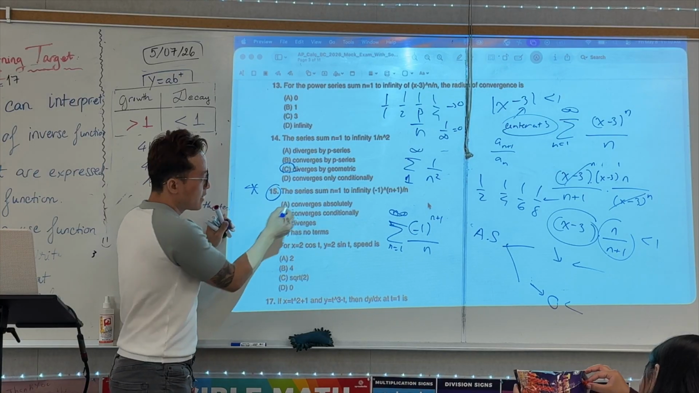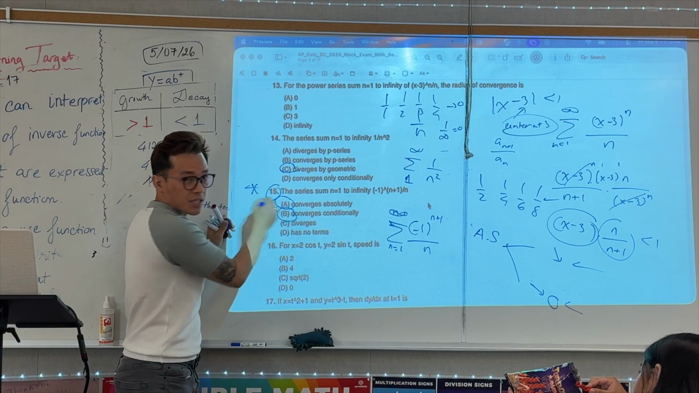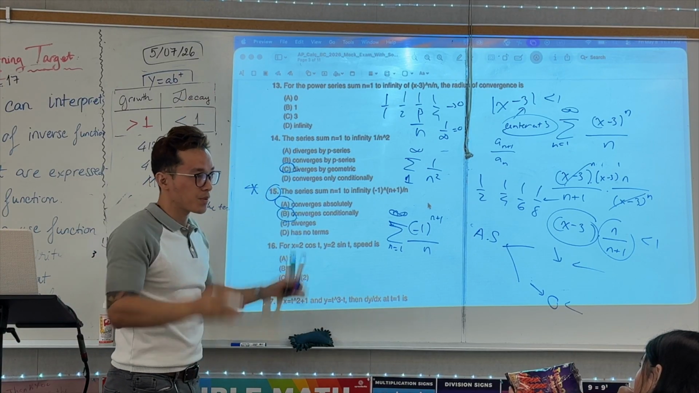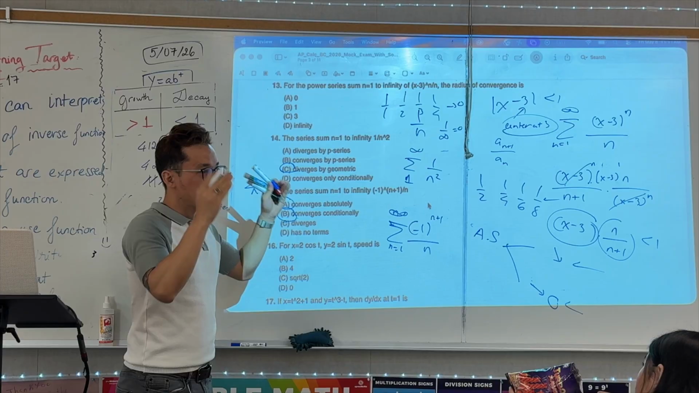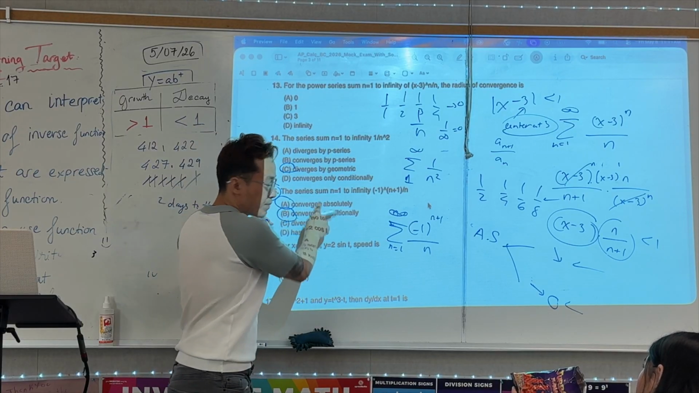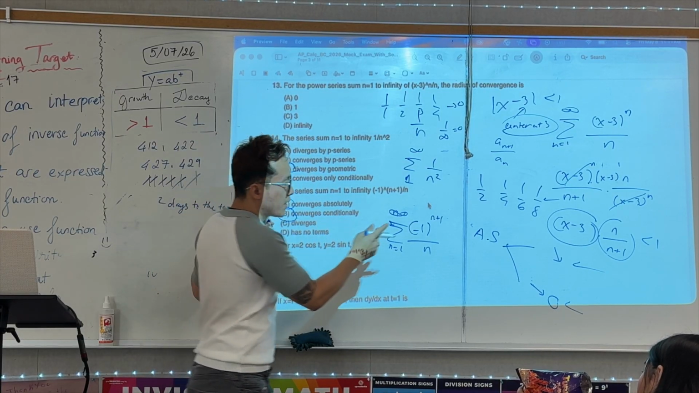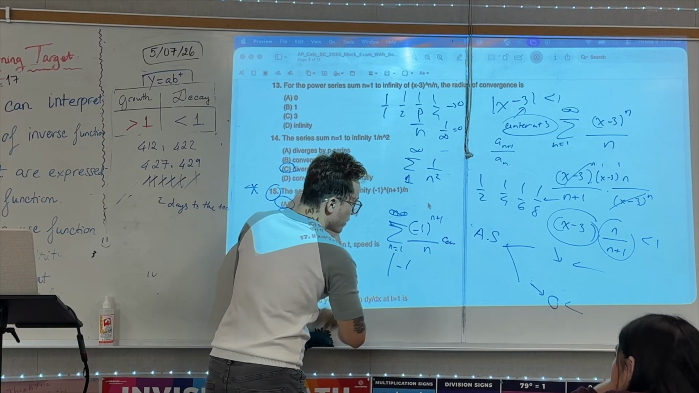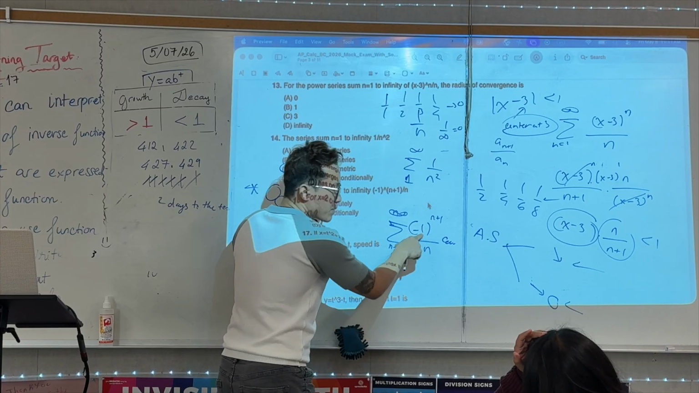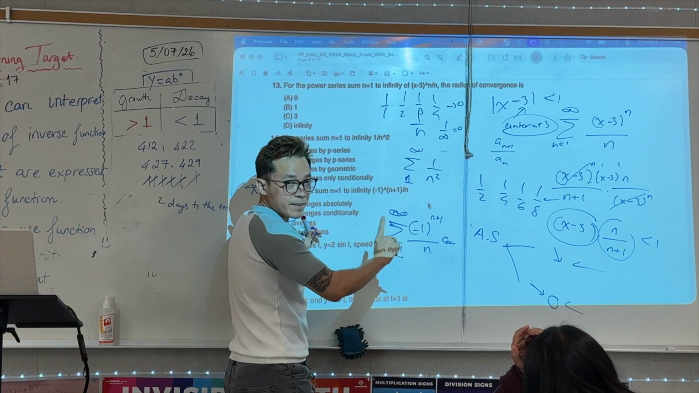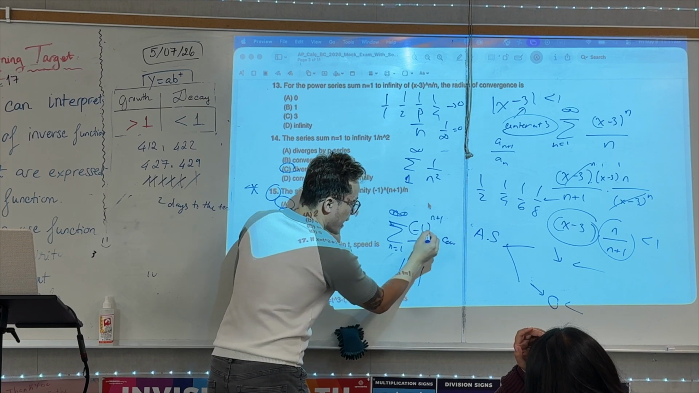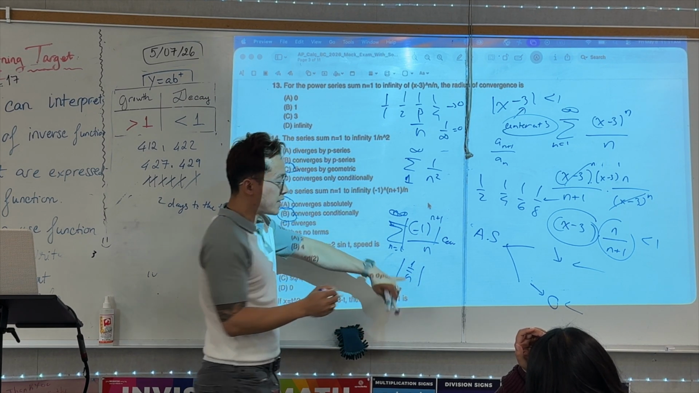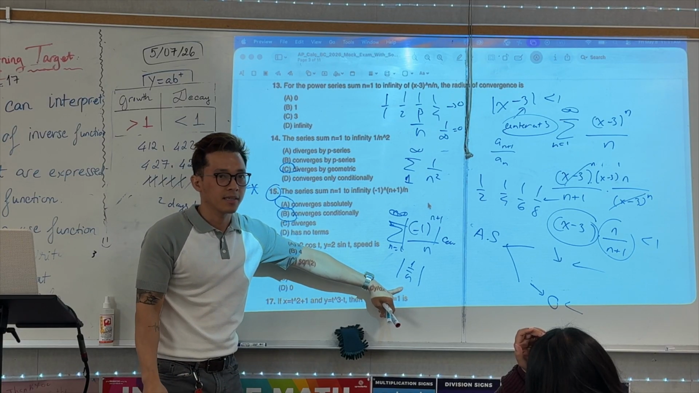Now you have 2 options: convergent absolutely or convergent conditionally. So how do we know? You need to take the absolute value. So I know this is convergent. Now if I take the absolute value, what do I have? The absolute value takes care of the negative, so no more negative. What I have is this guy only, which becomes 1 over n. Now, is this convergent or divergent? Divergent.